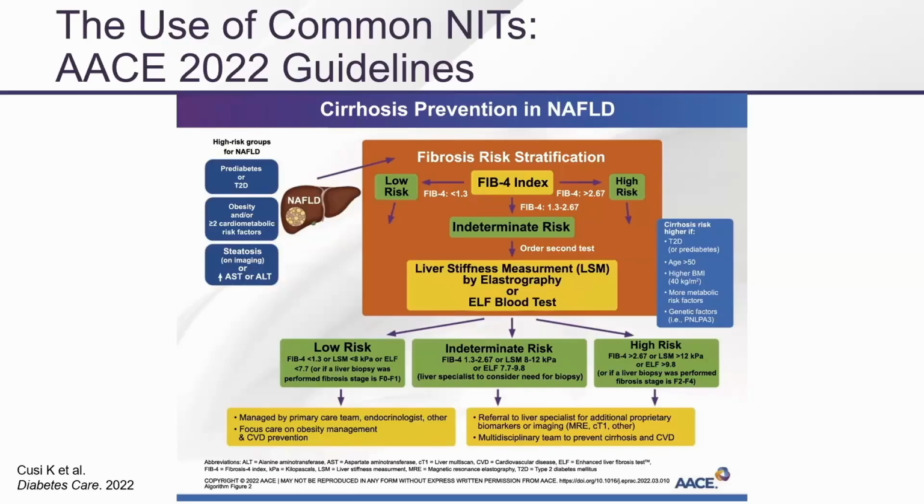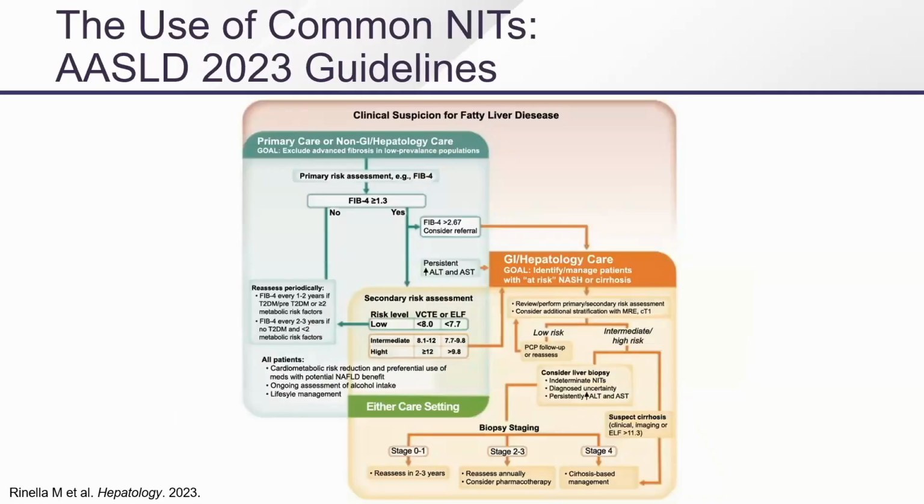Once you have that, the referral to a gastroenterologist and hepatologist is warranted, where second-line testing with NITs is done, and then you can decide on treatment. If you have a transient elastography on the second line of less than 8 kilopascal, those patients can be sent back to primary care and not to be worried about, and the other patients would be followed. Again, this is the AASLD guideline on NITs that came out last year, very similar to the AACE guideline, with very slight differences in approach.